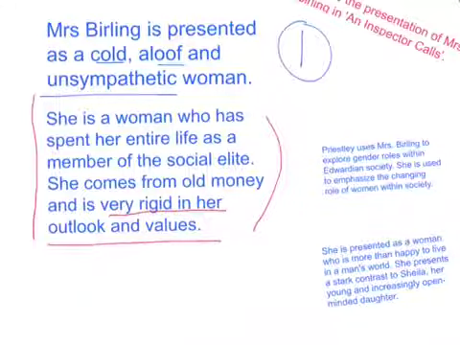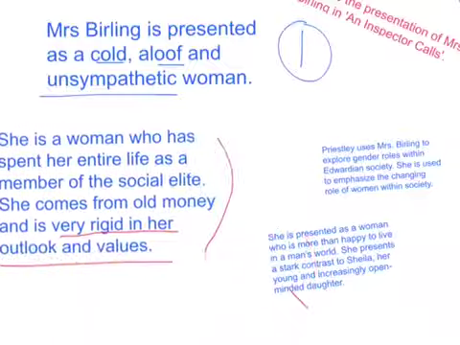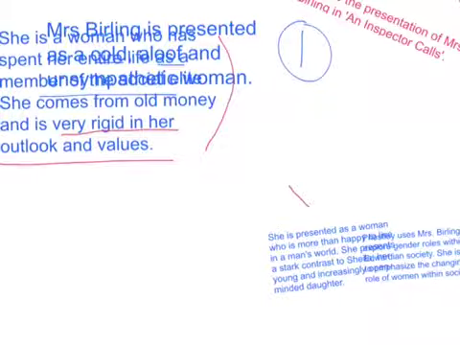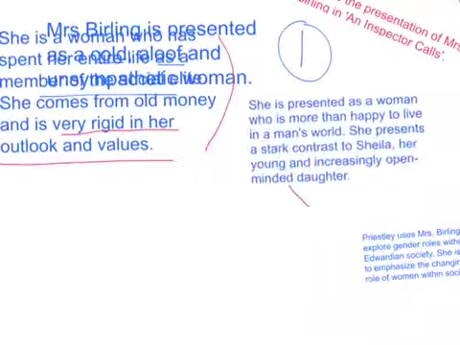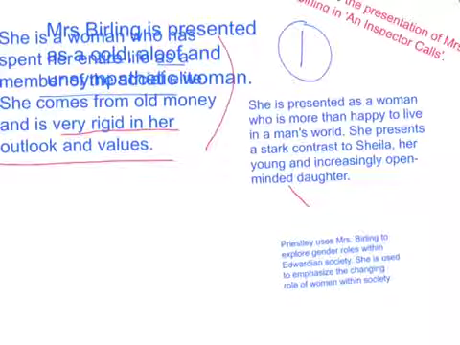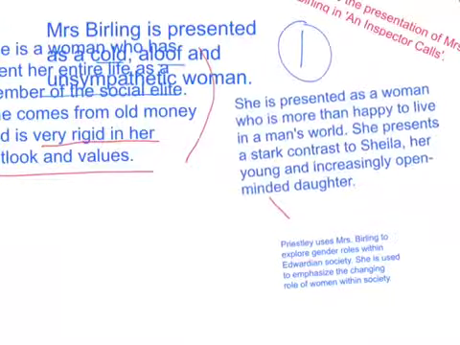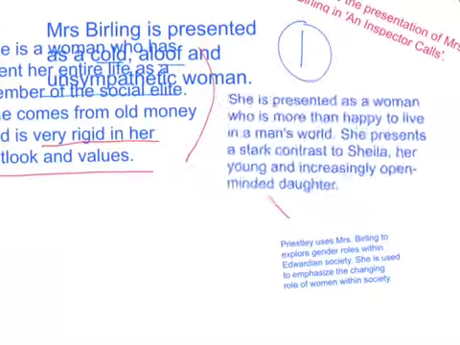And next, I'm going to go to this paragraph here. She is presented as a woman who is more than happy to live in a man's world. She presents a stark contrast to Sheila, her young and increasingly open-minded daughter. Now, please stick around, because I'm going to talk about context, because you have to in your essay.